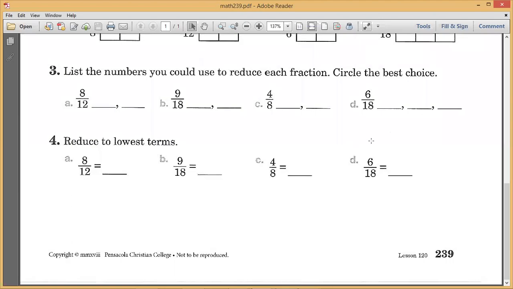So let's go to my most awaited moment, which is number 3. Let's read the instruction. List the numbers you could use to reduce each fraction. Circle the best choice. So the first fraction is 8 twelfths. Now you need to list down here two numbers you can use to divide both 8 and 12, and then you have to circle the best choice.